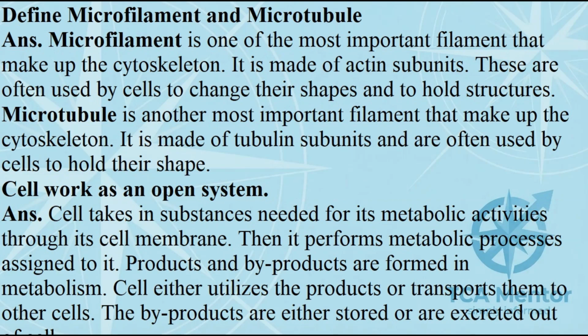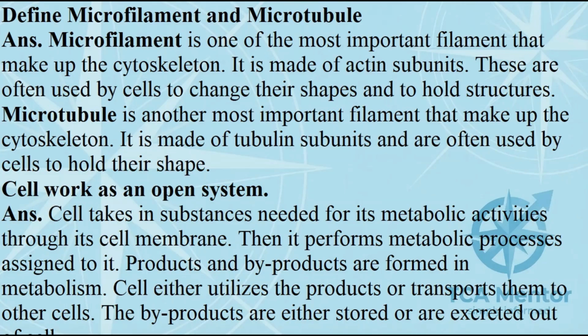Define microfilament and microtubule. Answer: Microfilament is one of the most important filaments that make up the cytoskeleton. It is made of actin subunits. These are often used by cells to change their shapes and to hold structures. Microtubule is another most important filament that makes up the cytoskeleton. It is made of tubulin subunits and is often used by cells to hold their shape.